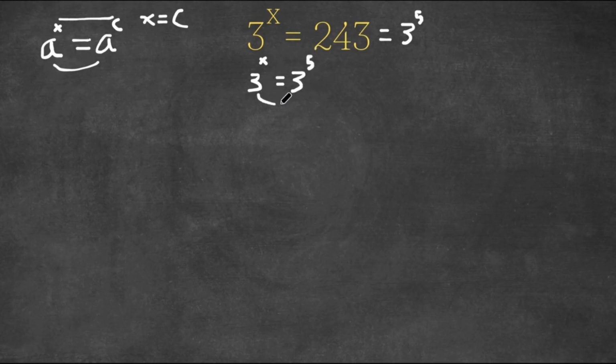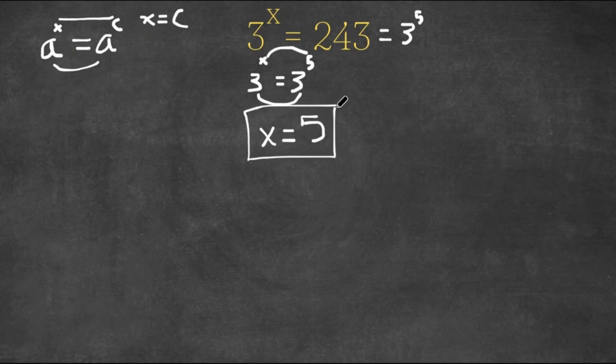Now, our bases are the same, so we know that our exponents, x and 5, are the same as well. So we can simply make these two equal each other. So x equals 5, and this is our answer. It's as simple as that.